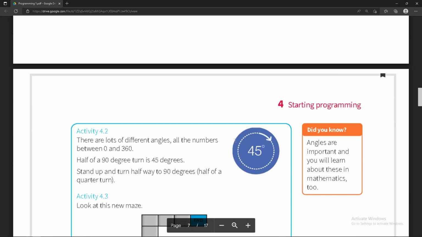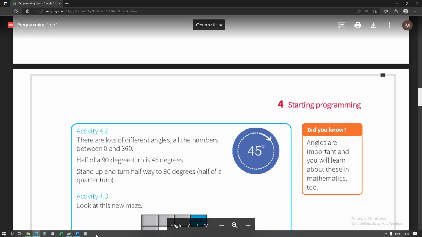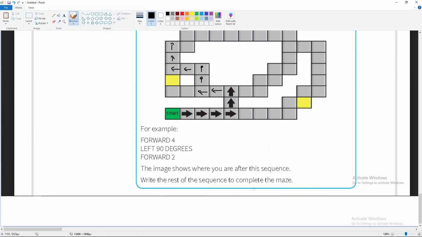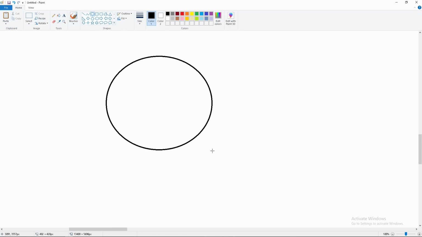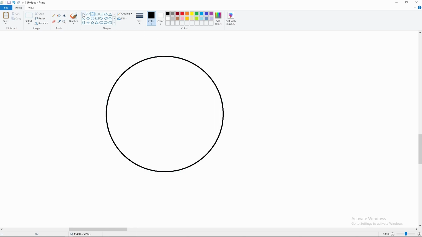Then activity 4.2, there are lots of different angles, all numbers between 0 and 360. So in this circle that I've shown you, we've identified, if that is 0, that if I make a quarter turn, that is 90 degrees, and if I make another turn, this is going to be 180 degrees, and here we have 270, which means if I go another 90, this 0 also means 360.